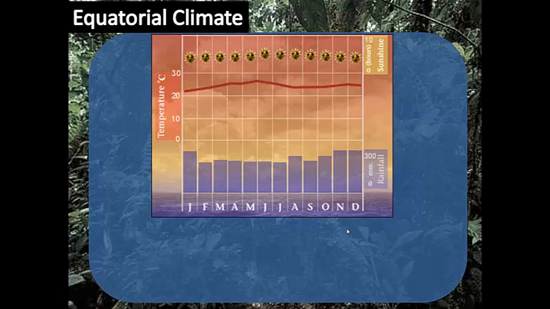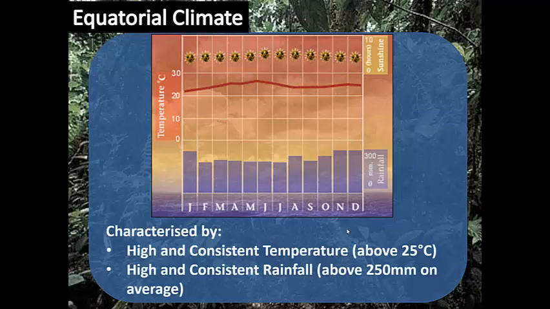I mentioned the term equatorial climate, but what does it actually mean? The picture you see is a climograph, which shows the temperature reflected by the red line graph, and also rainfall reflected by the blue bar graph. As you can see in these graphs, the equatorial climate is characterized by high and consistent temperature of above 25 degrees Celsius all year round. It is also characterized by high and consistent rainfall of above 250 millimeters on average monthly.